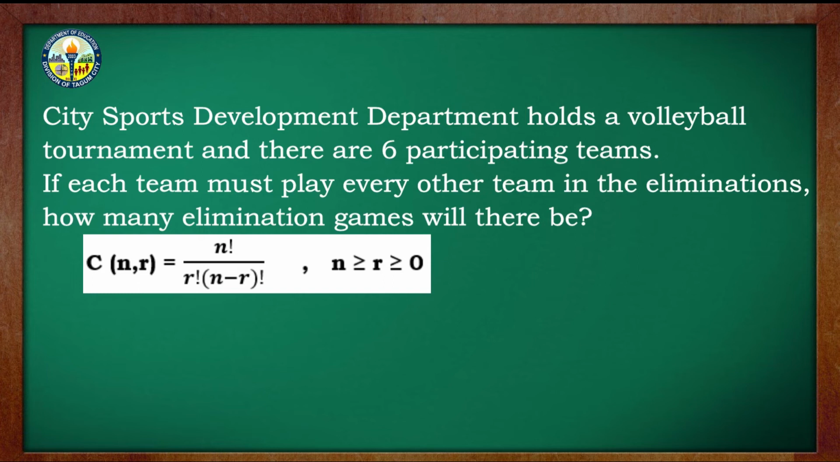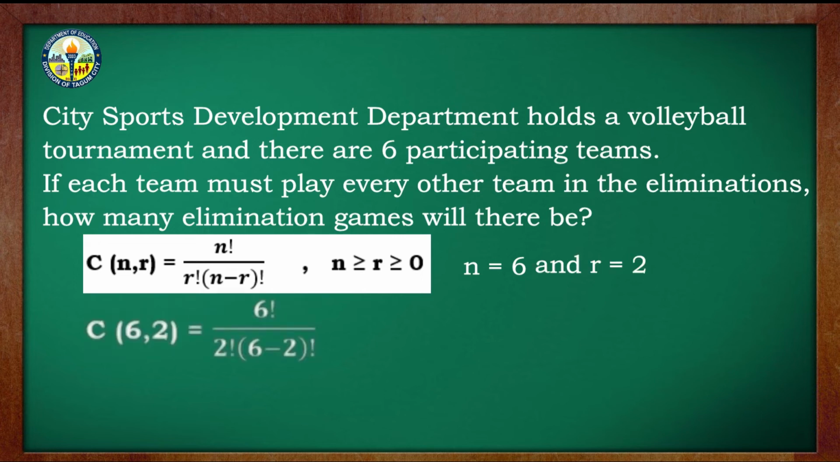Since there are 6 participating teams, the value of n is 6. How about the value of r? Take note that a volleyball game can only be played between 2 teams at a time. Therefore, the value of r is 2. That is, the combination of 6 teams taken 2 at a time is equal to 6 factorial over 2 factorial times the quantity of 6 minus 2 factorial.